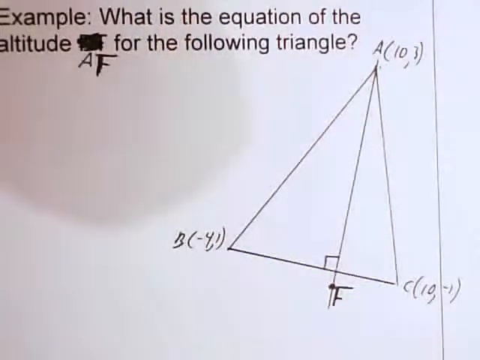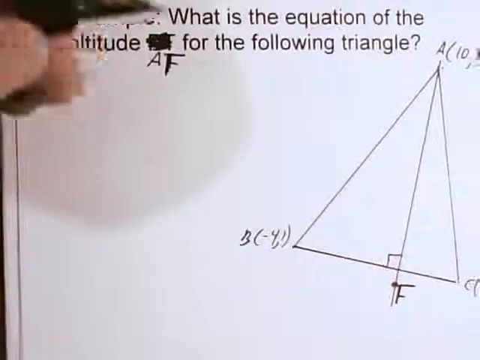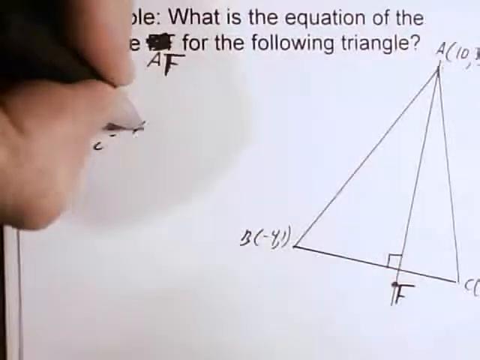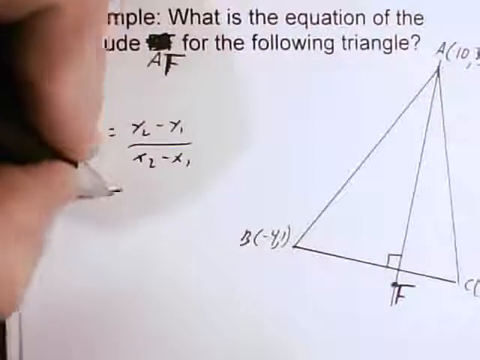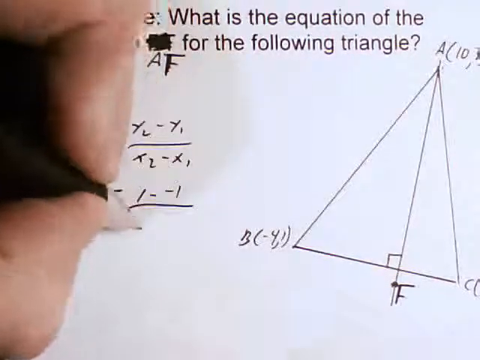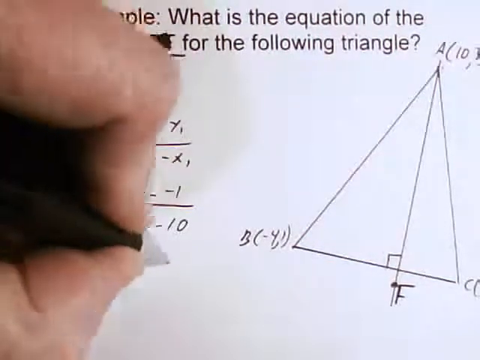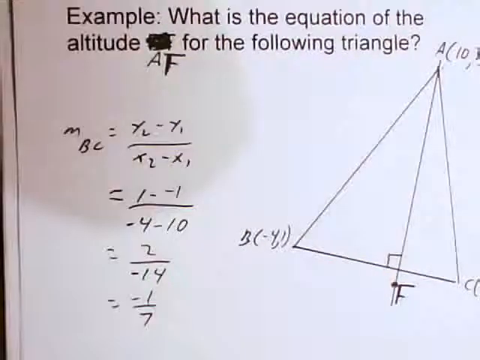Let's start by calculating the slope of the base, the slope BC. My slope BC is negative 1 over 7.